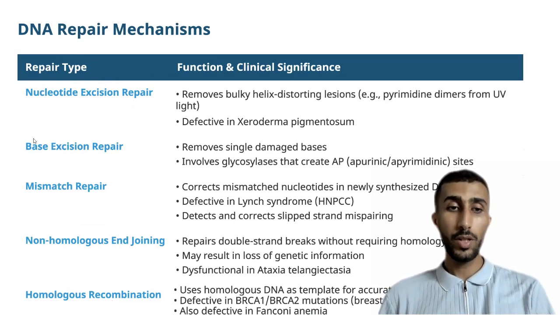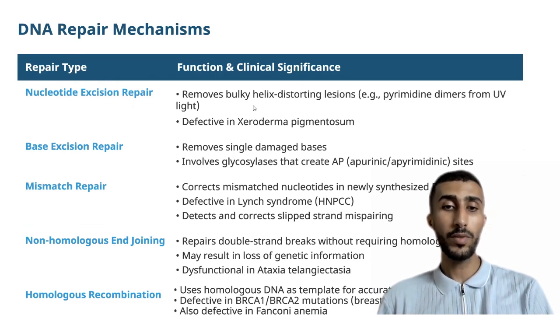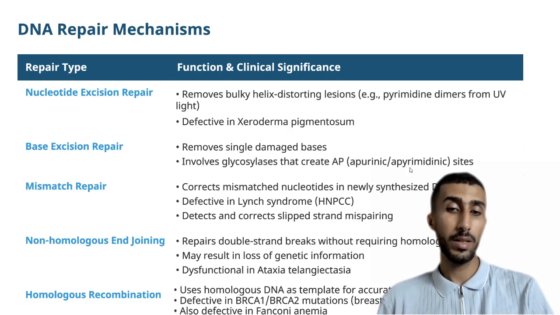So you have to remember which goes with which. Nucleotide excision repair removes bulky helix-distorting regions and is defective in xeroderma pigmentosum, whereas base excision repair removes single damaged bases. Mismatch repair, you have to memorize, is associated with Lynch syndrome, hereditary non-polyposis colorectal cancer. Non-homologous end joining goes with ataxia telangiectasia, versus homologous recombination defect, which is with BRCA1, BRCA2, and Fanconi anemia. So: BRCA1, BRCA2, Fanconi anemia, defective homologous recombination; non-homologous end joining, ataxia telangiectasia; nucleotide excision repair, xeroderma pigmentosum; mismatch repair, Lynch syndrome. These are very high-yield things to memorize.